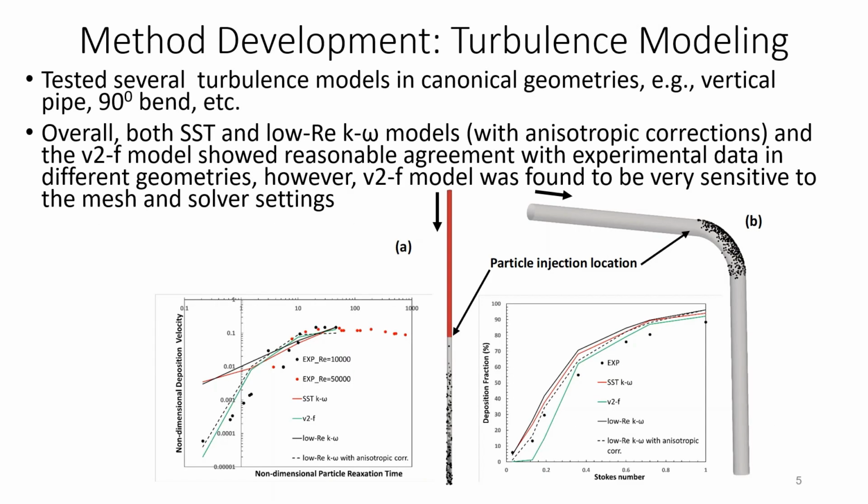We have tested the in-house implemented turbulence libraries with other available turbulence models in canonical geometries like a vertical pipe or 90-degree bend, and found that k-omega models, both SST and the low Reynolds number k-omega model with anisotropic correction, show very good agreement with experimental data for deposition in these geometries.